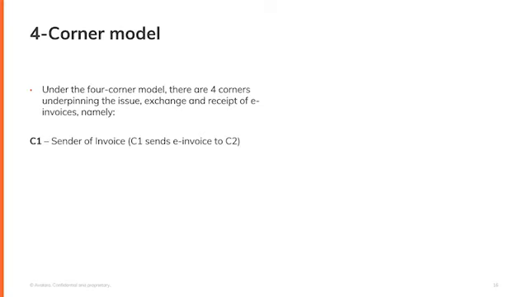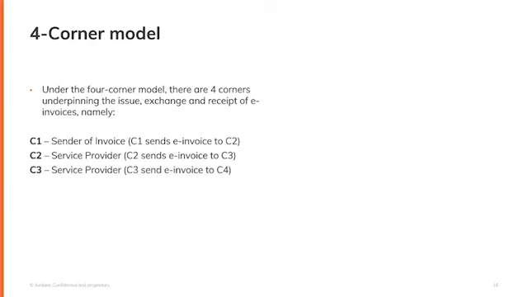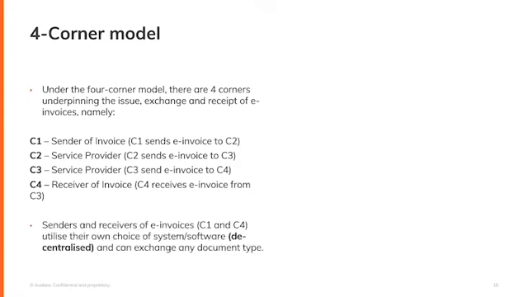So C1 is the sender of the invoice. It sends the invoice to C2, which is the service provider that it has. That service provider will convert the document into the relevant format and then send that to the service provider of your customer. In turn, that service provider will then send the invoice direct to the main receiver of the invoice, again, your customer.